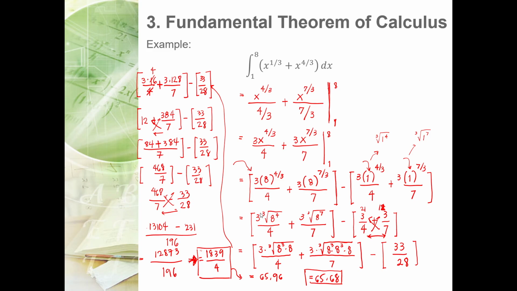So 839, then we have the denominator as ano? So denominator is 28. Then again, using long division, you can get the exact value. So that's 65.68. So kana correct na siya.